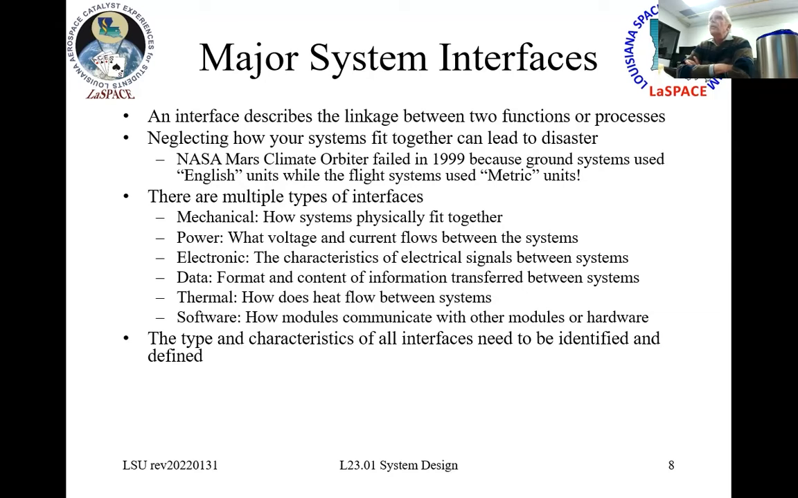There are multiple interfaces. There's a mechanical interface. Obviously, you need to be able to mechanically put things together and make certain that they stay together.